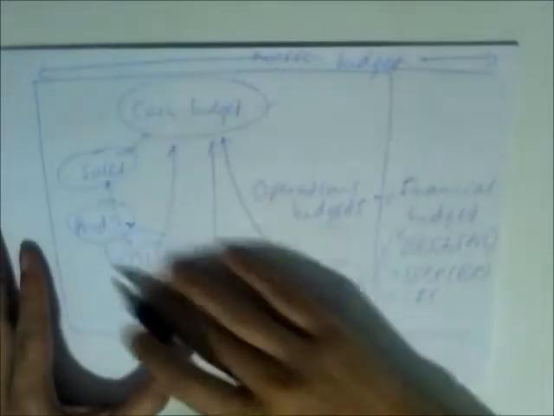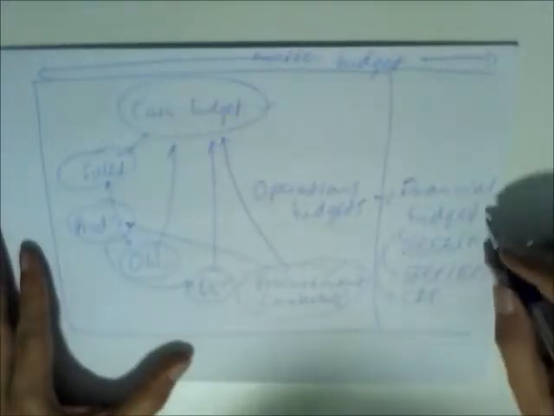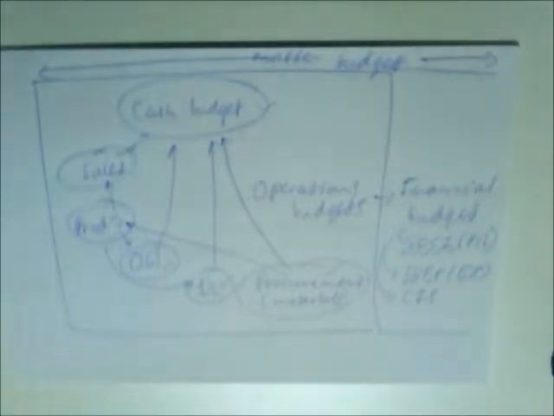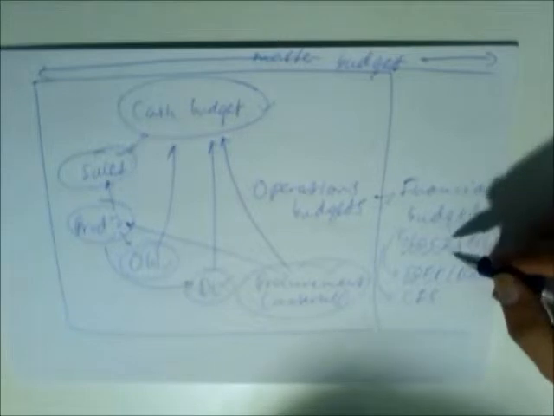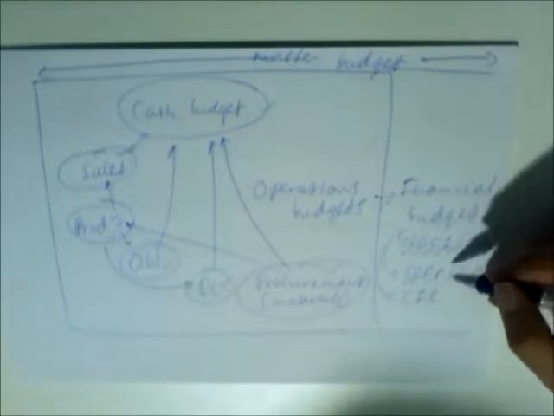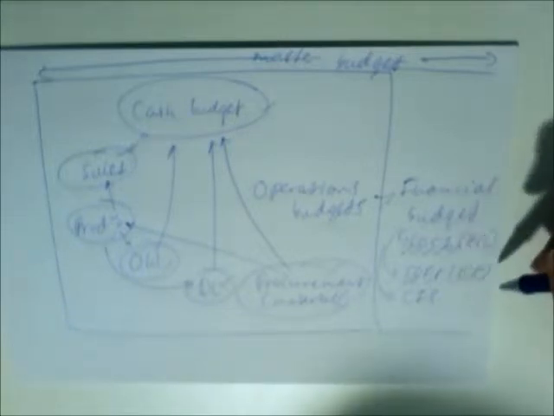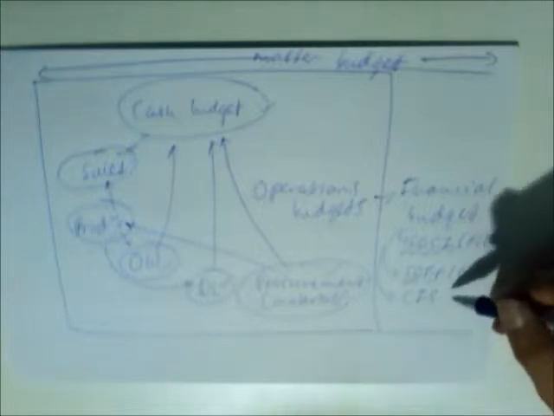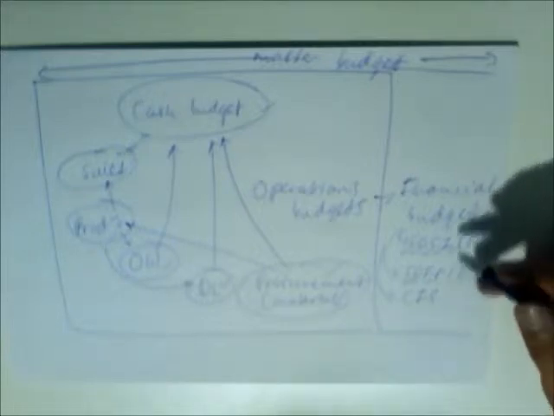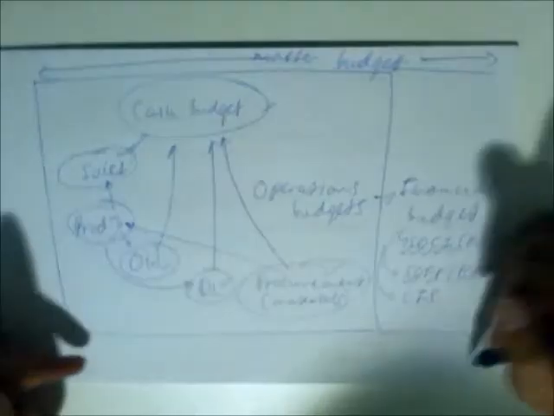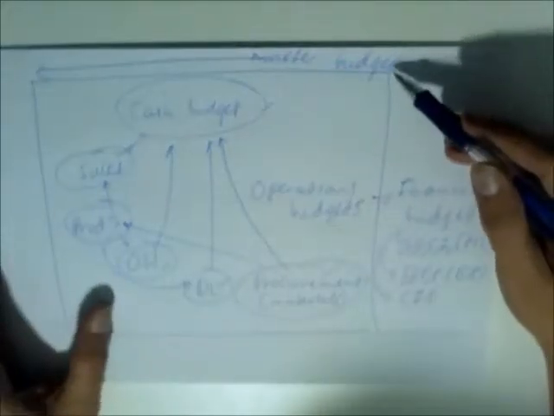With the completion of the operations budget, it is then possible to prepare financial budgets. Now what are financial budgets? Financial budgets include your statement of comprehensive income, statement of financial position, which is known as a balance sheet, and finally your cash flow statement. The complete set of all these is then known as the master budget.